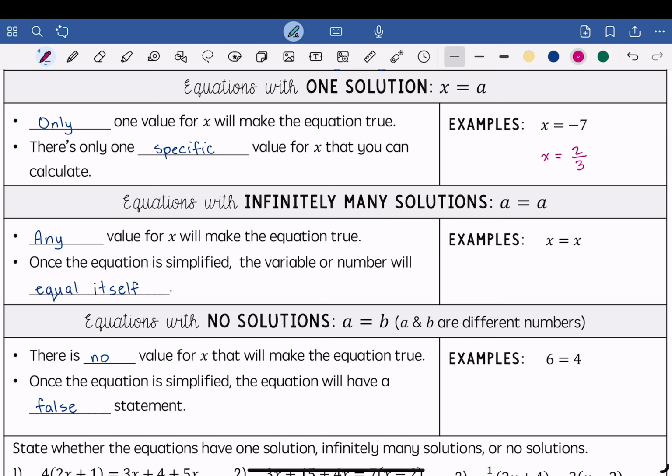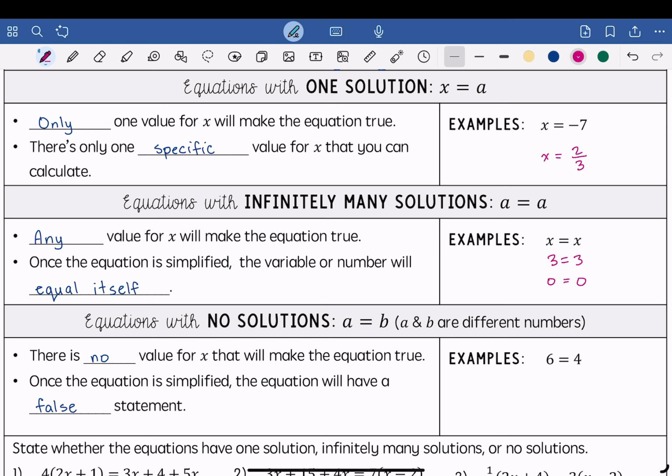Now, for equations with infinitely many solutions, you'll end up with a is equal to a. Any value for x will make the equation true. What that means is if x was 2, then it would be 2 on the other side. If x was 3, it would be 3 on the other side. Once the equation is simplified, the variable or number will equal itself. So a is equal to a, x is equal to x, each equal to itself. Other examples are 3 is equal to 3. Basically, any number is equal to itself.